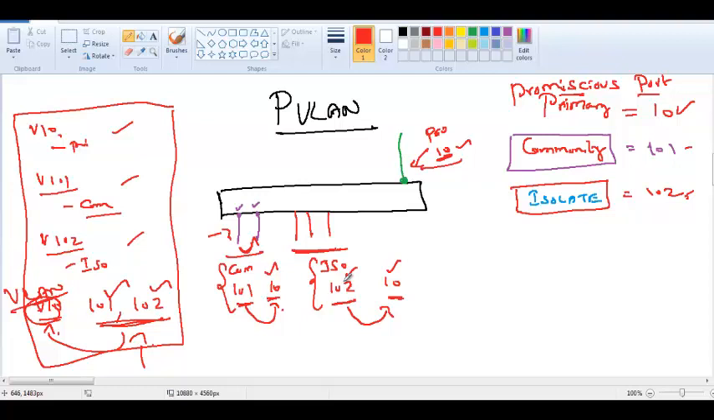Is it easy? Are you comfortable with private VLAN? Any question? Fine.